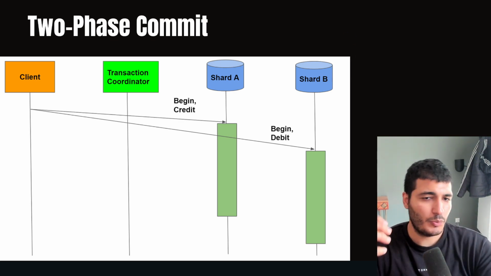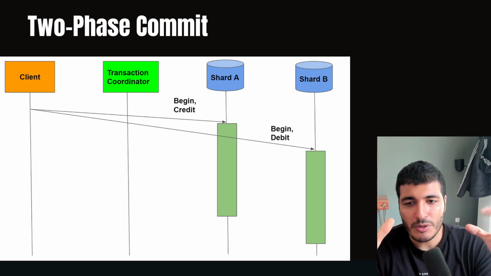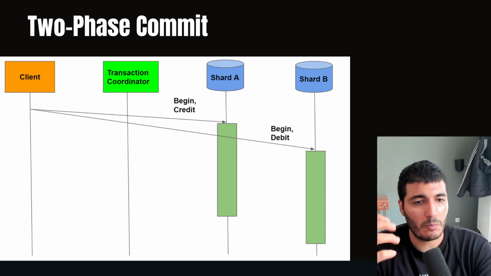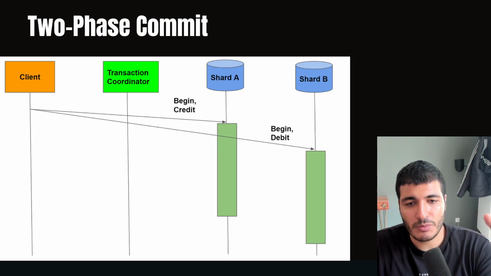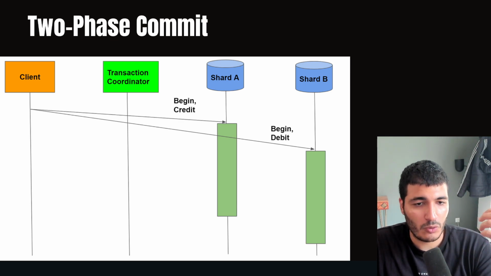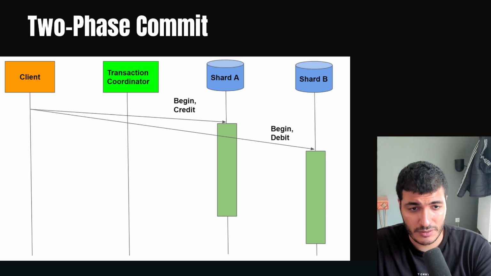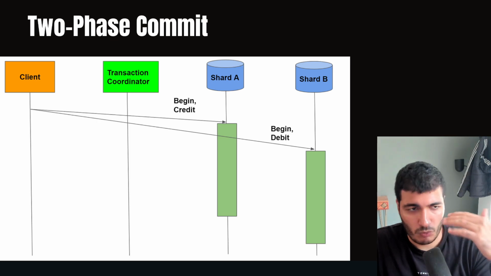So implementing distributed transactions is quite difficult, but there are common patterns used to address that. The first one is the two-phase commit, or 2PC. 2PC is a classic atomic commitment protocol. It involves a coordinating entity, often called a transaction coordinator or a global transaction manager, and multiple participants, which are the databases or services involved in this operation.